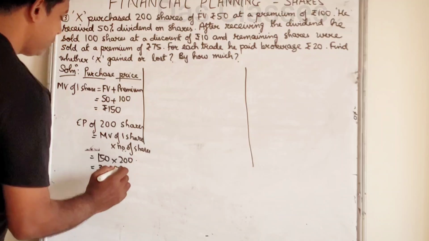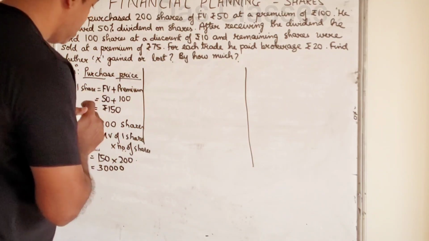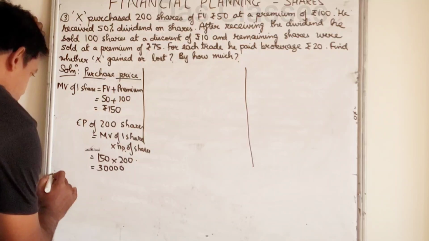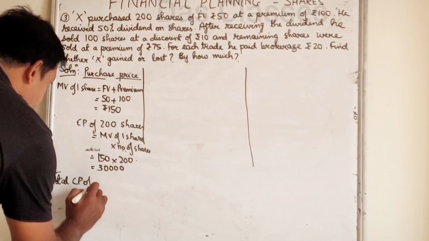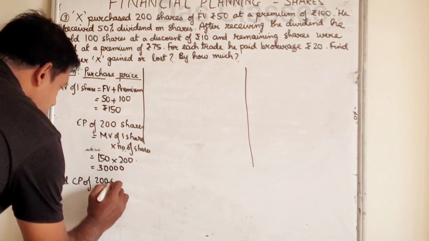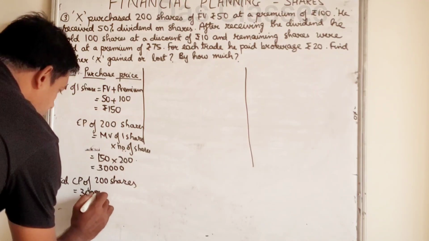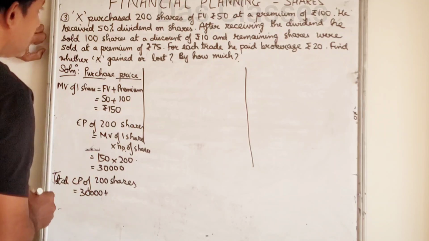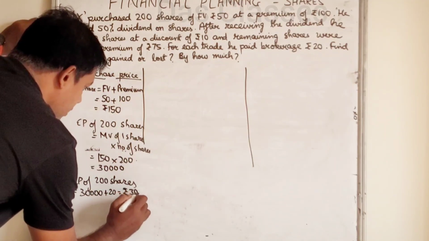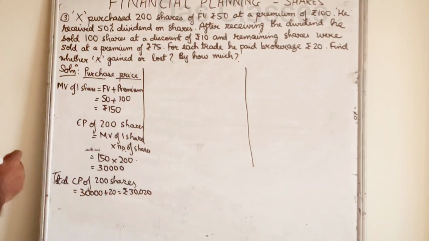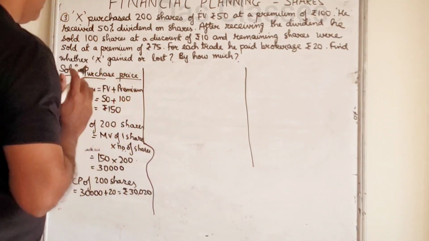Now he had to pay a brokerage of 20 for this transaction. So the total cost price of 200 shares will be the amount he paid for the shares plus the brokerage that he had to pay. So the total amount he had to pay is 30,020 rupees. So that is the purchase price of the shares.